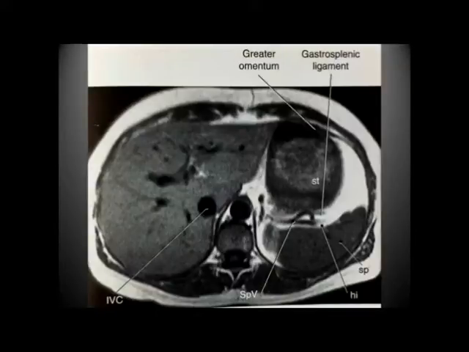Here we have much the same. We have the fundus of the stomach. We have the spleen, we have the splenic vein, we have left adrenal, descending aorta, inferior vena cava, right lobe of the liver, probably still left lobe of the liver.